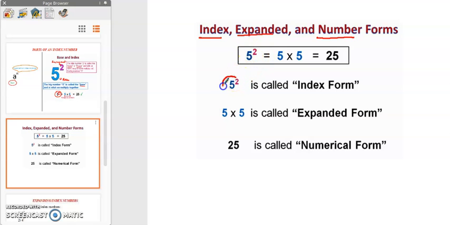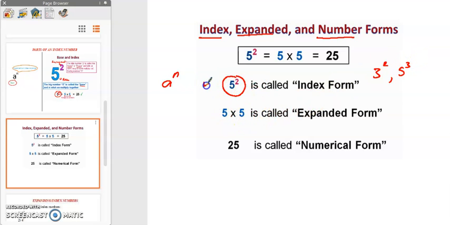So as it is here, 5 squared, this is in the index form, right? Anything that is in this form, a to the n, as in 5 squared, is called the index form. So just as though it is base and exponent, index form. So 5 squared, or 3 squared, or 5 cubed, or 5 to the third power, all of these are in index form because they have a base and an index at the top, or a power, or an exponent.